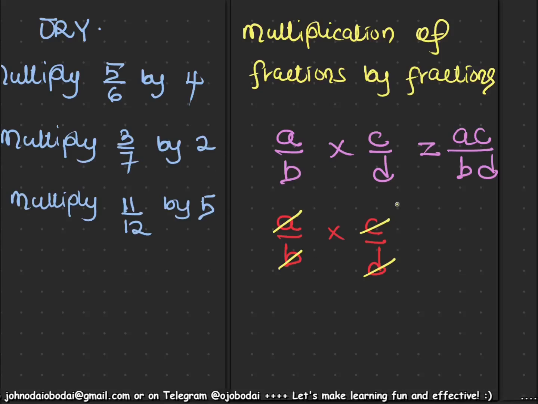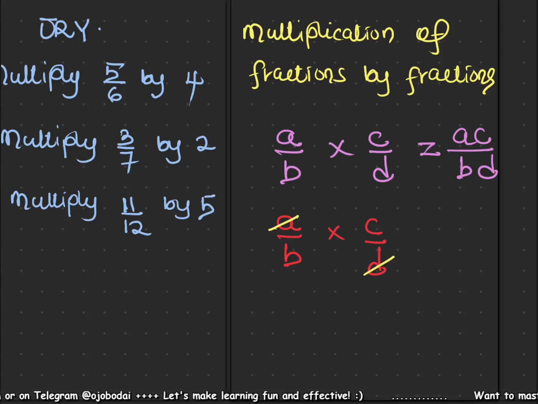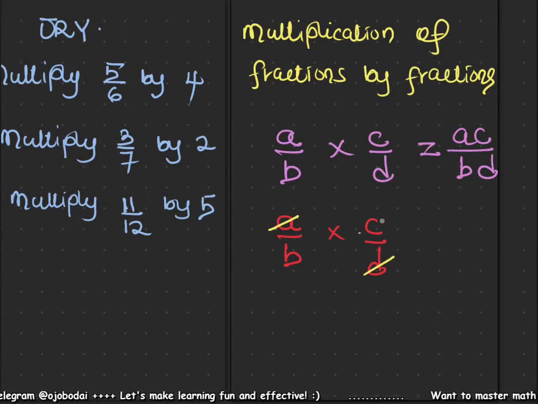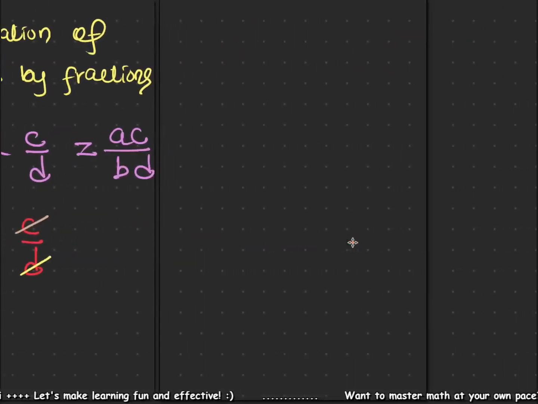Apart from the vertical, which is the normal simplification we do, you can also try and do it diagonally. In that case, if a and d have any common factor, you can do that simplification before you proceed. Or better still, if c and b have any common factor, you can also do that simplification before you proceed. So let's look at some examples here and see how best we can apply these principles.